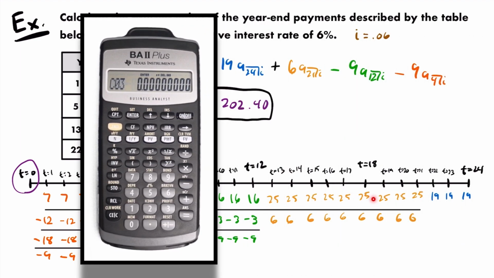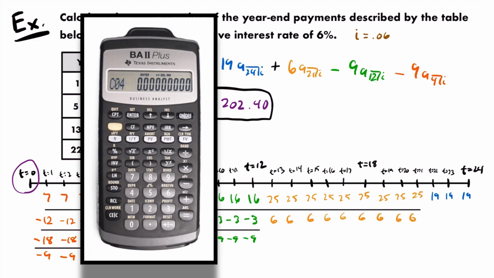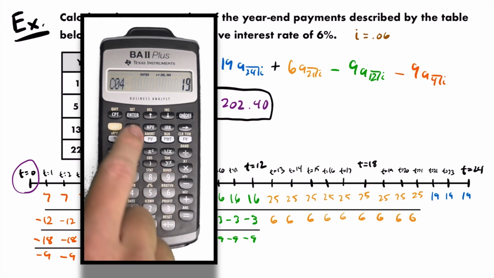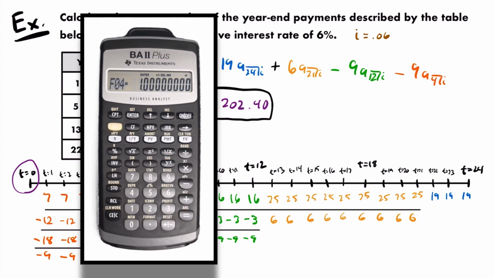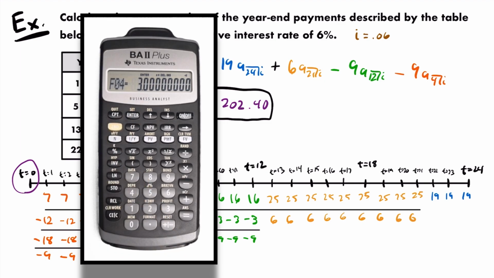Our next set is $25 payments, and we have 1, 2, 3, 4, 5, 6, 7, 8, 9 of those. So 25 is the payment amount, and the frequency is 9. And now finally, let's go to C04. We have 3 payments of $19. So I'll do 19, enter, and then the frequency is 3. So put 3, enter. And now here's the cool part.